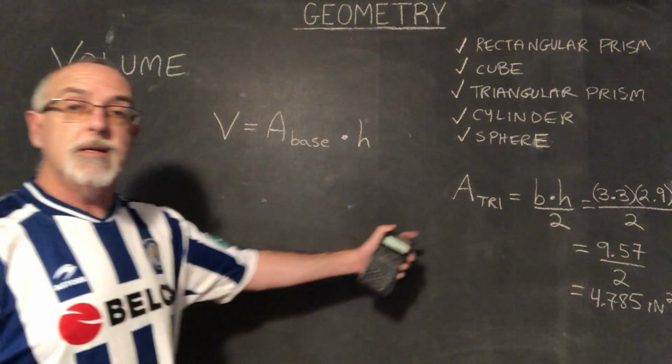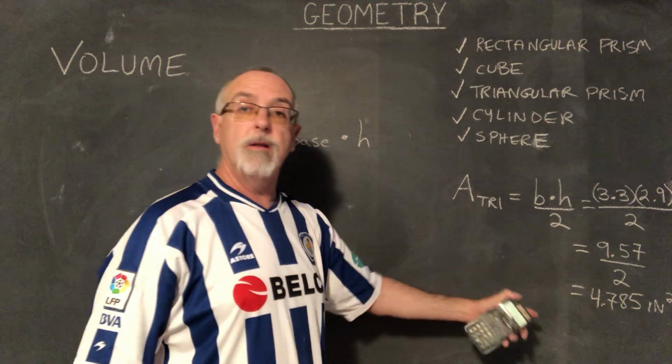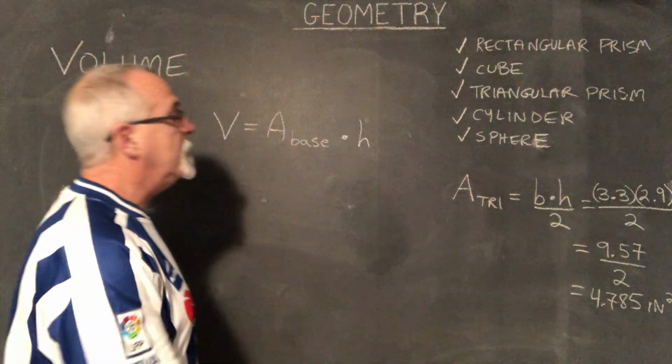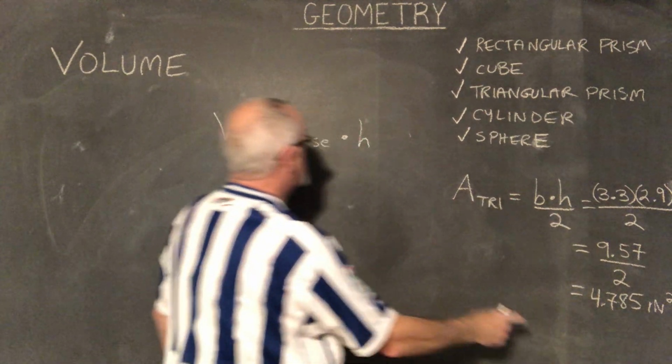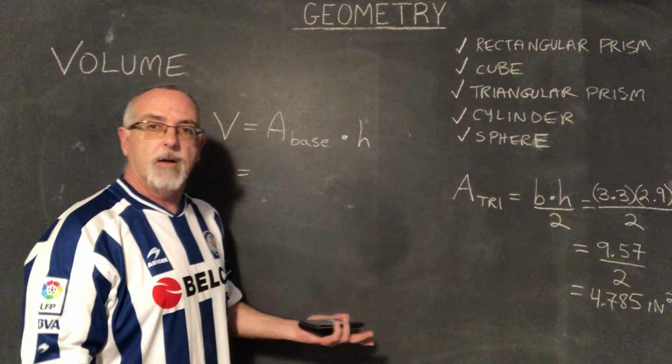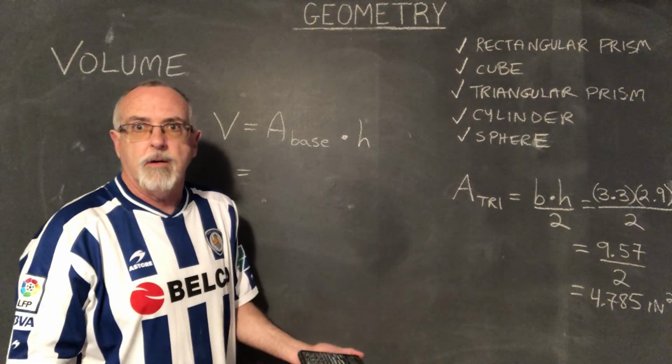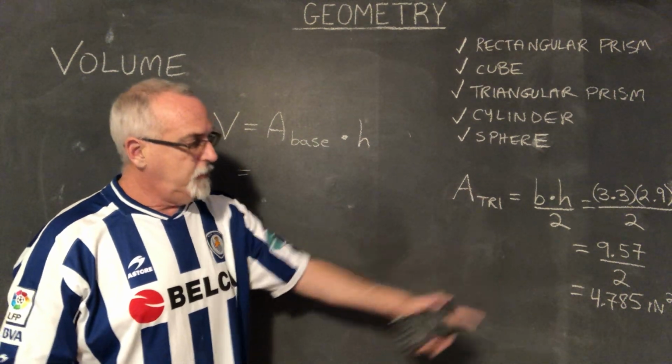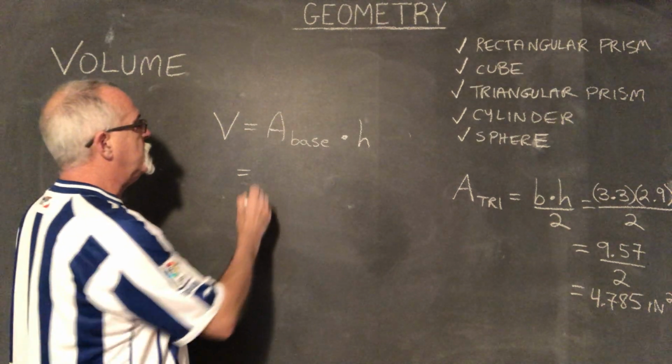4.785 inches squared because it's an area. It's not cubed because this is the area of a triangle. And we did all of that just so that we could put it into this position of area of the base. The base of that triangular prism is a triangle. The area of that triangle is 4.785 square inches.